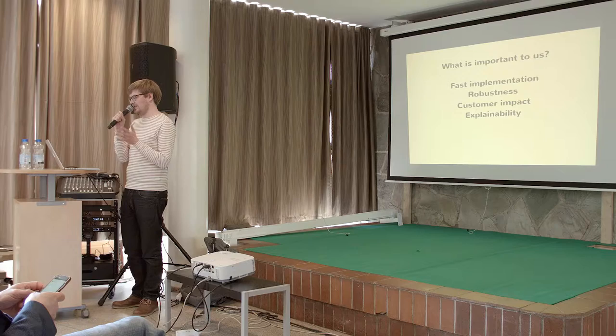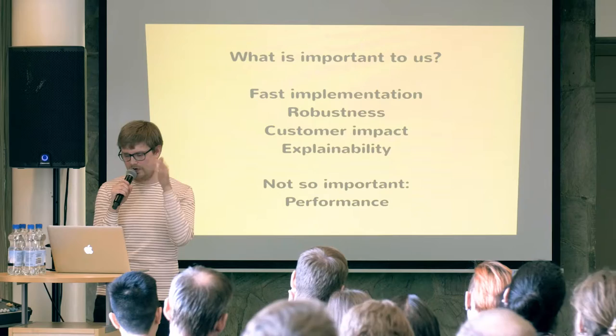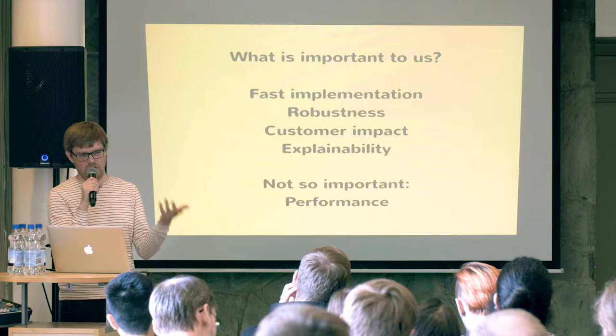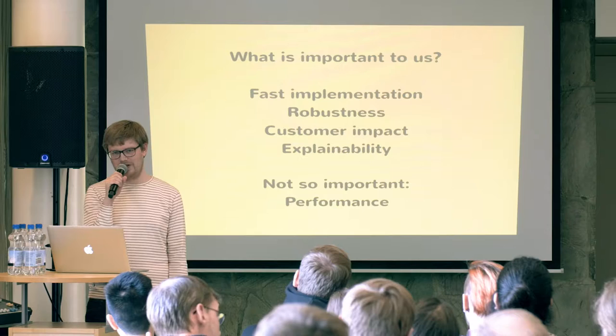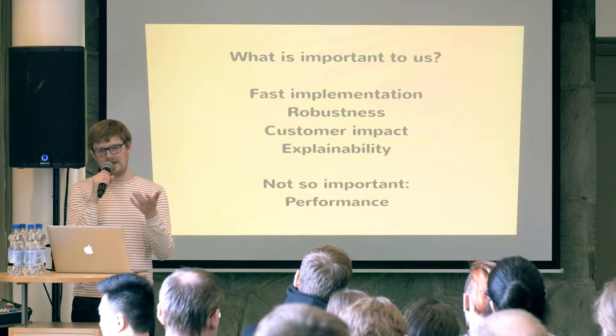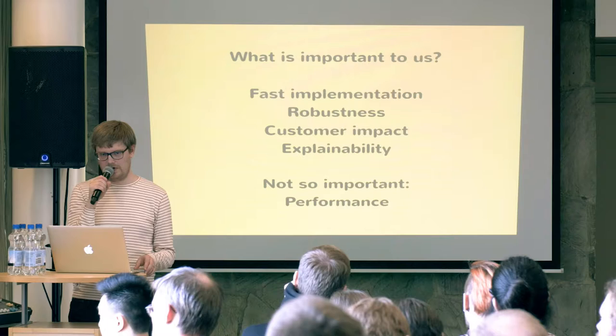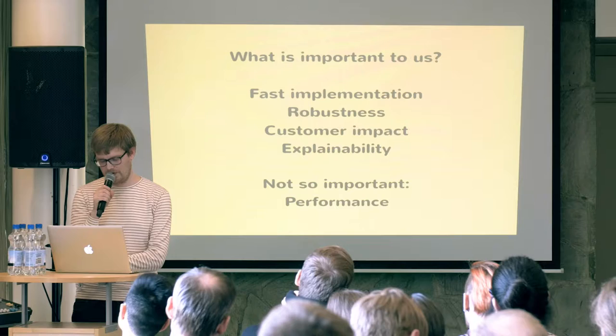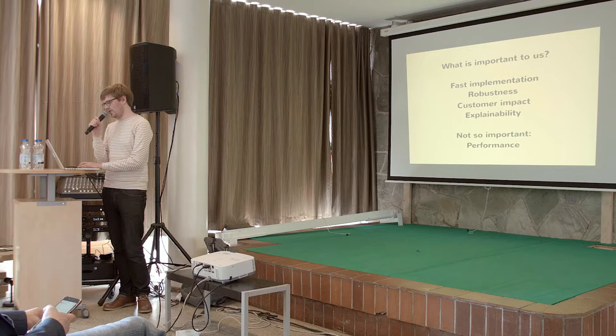One example of something that is not so important is performance, in the sense of how fast the code runs, because servers are cheap compared to human time and the time it takes to optimize things. For example, if predictive budget allocation would magically become 100 times faster than it is now, it wouldn't actually make much of a difference for the company after all.